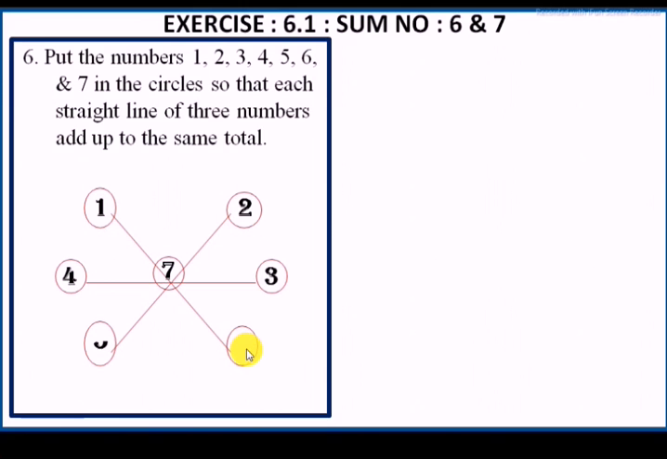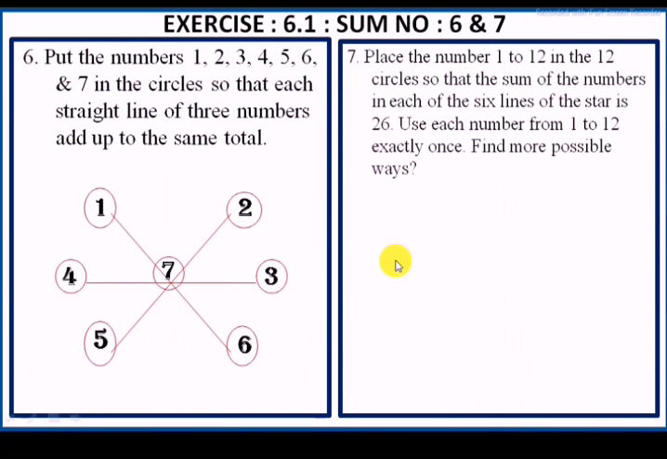3 is paired with 4, 2 is paired with 5 and 1 is paired with 7. So when you add all the 3 lines, the total will be the same. Total will be 14 for each line. Now we'll go to sum number 7.